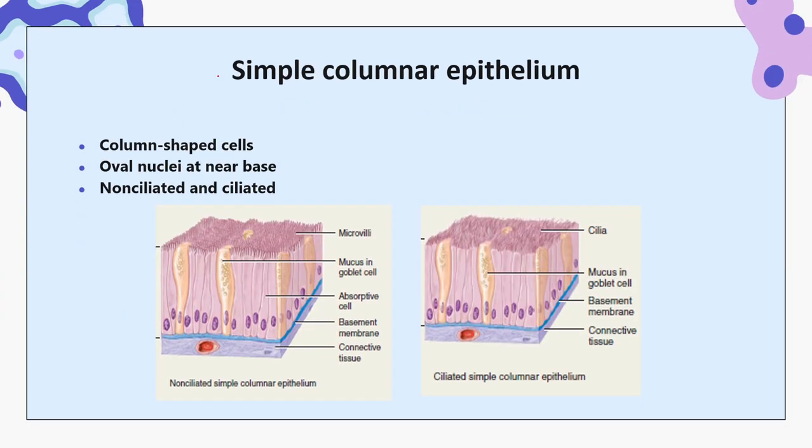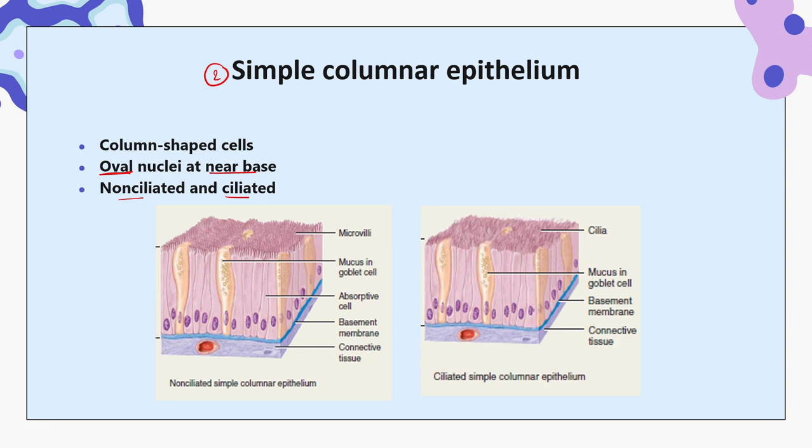Next type of epithelial tissue is simple columnar epithelial tissue. Simple columnar has a single layer of cells, the shape of the cell is column-like, and the nucleus present in the cell is oval in shape and is present near the base. Near the base means it is present towards the basement membrane.